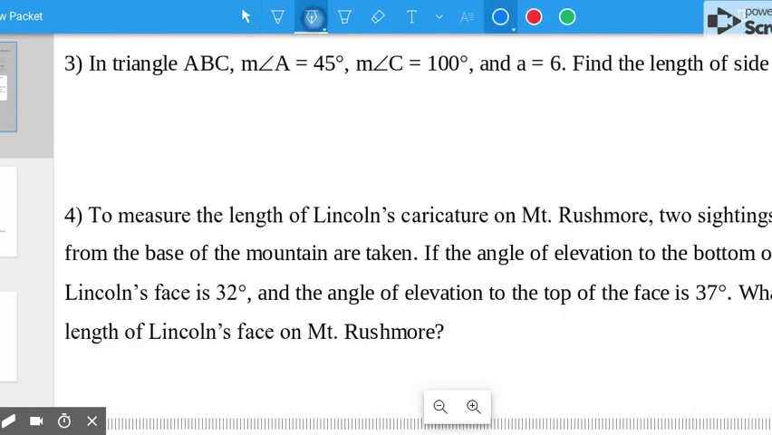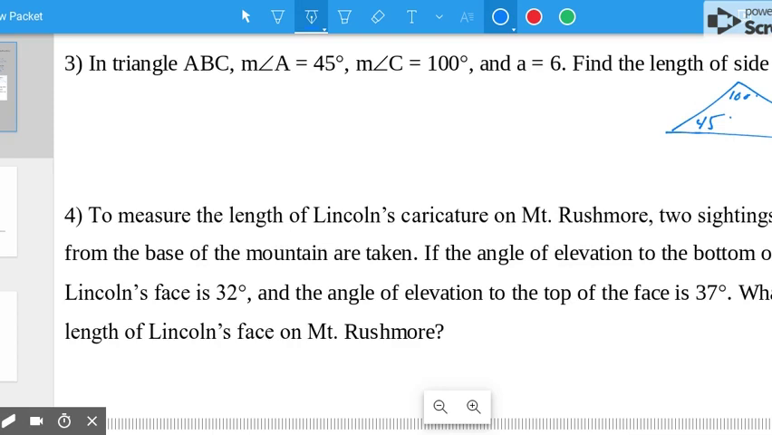Question 3. Again, they're talking about a random triangle ABC. Looking before I draw it here, we know it's going to be obtuse because there's a 100-degree angle. So we'll make that the 100 degrees. We've got some angle A that's 45. And then they gave us side A, so across from the 45 is 6. We have to find the length of side B.